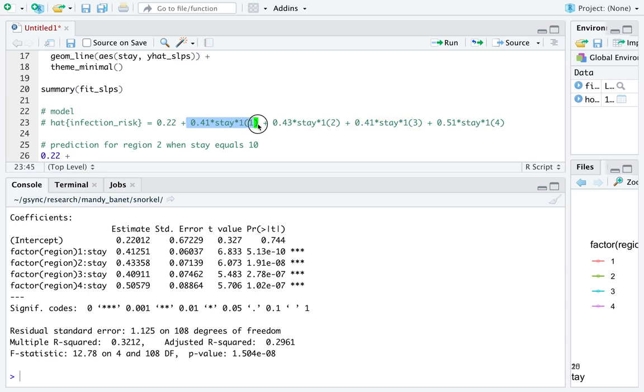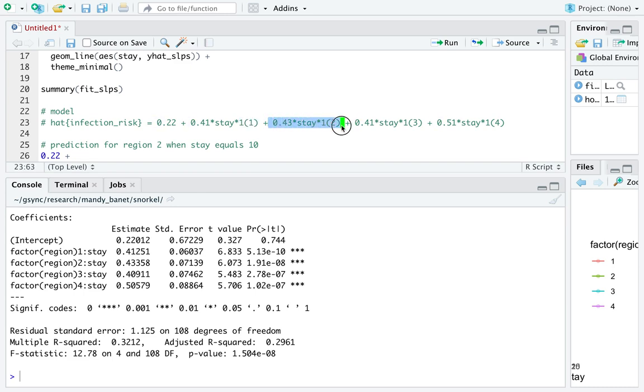Are we making a prediction for region 1? We are not. So notice what happens. The indicator variable will indicate 0 because we're not predicting for region 1. It'll be 0 times 10, because that's the value we're going to set stay equal to. 0 times 10 times 0.41 is 0. Great. That whole term goes away.